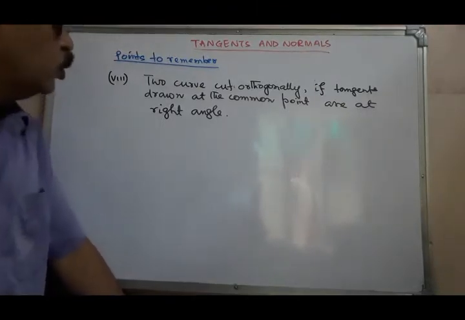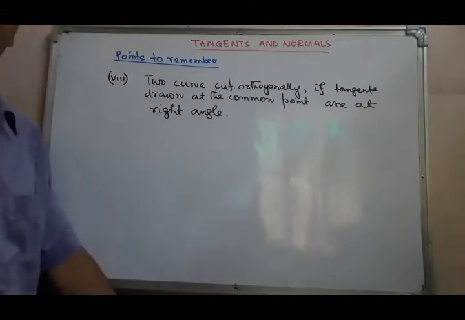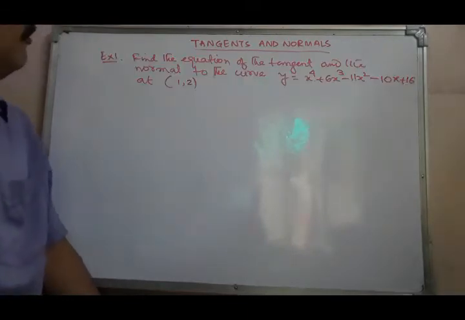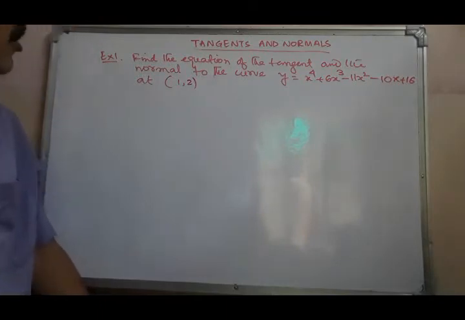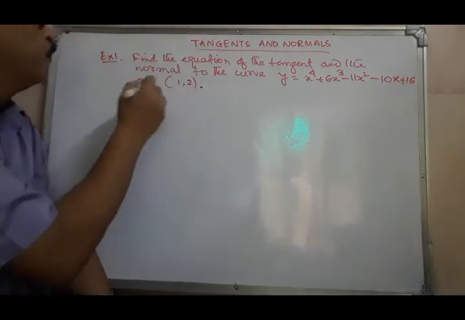Now we are going to example to explain the chapter properly. Find the equation of the tangent and the normal to the curve y equal to x to the power 4 plus 6x cube minus 11x square minus 10x plus 16 at the point (1, 2). Solution.